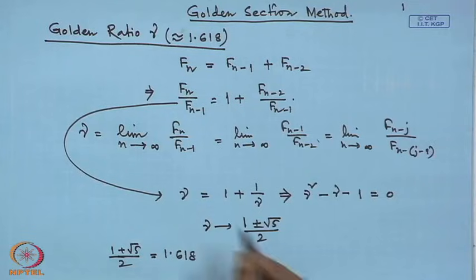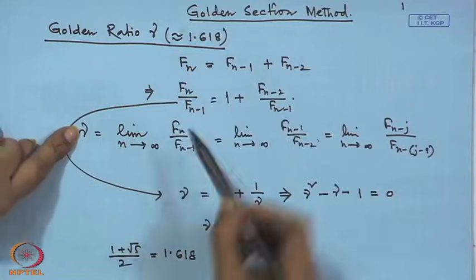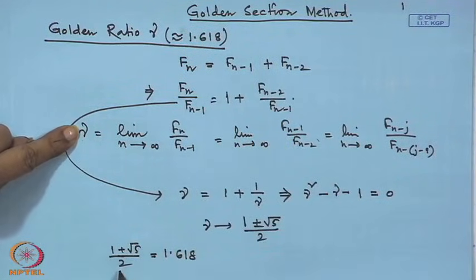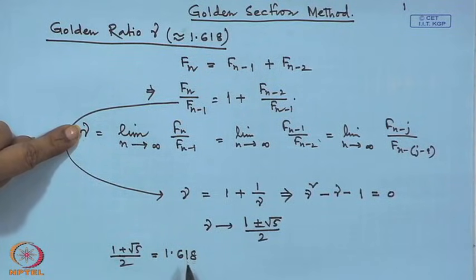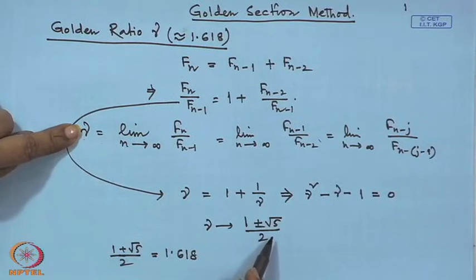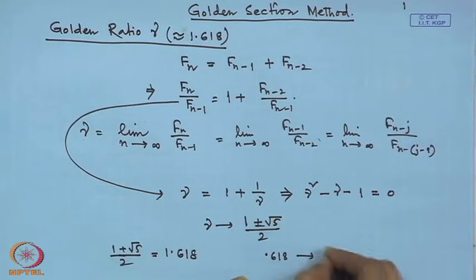And just look at the thing that if we consider gamma is equal to limit n tending to infinity Fn by Fn minus 1, we are getting the value of gamma as 1.618, and this is the golden ratio value. And since we are getting another root here, that is the negative root, and that negative root would be equal to minus 0.618, and if we just consider the root, we will say that the other root 0.618, this is the conjugate root.